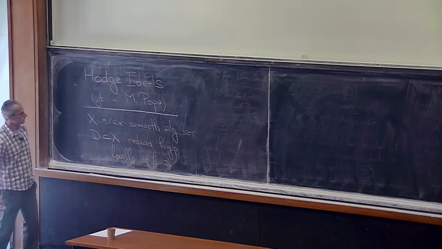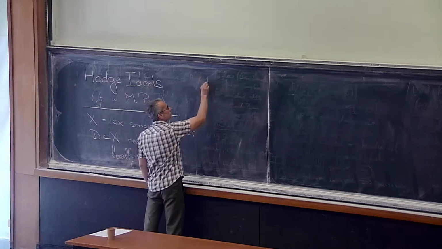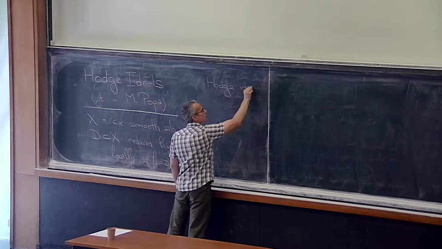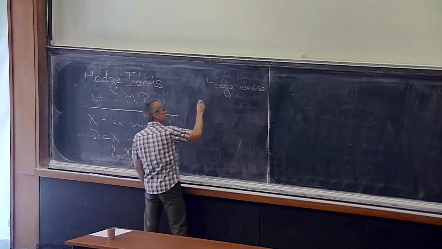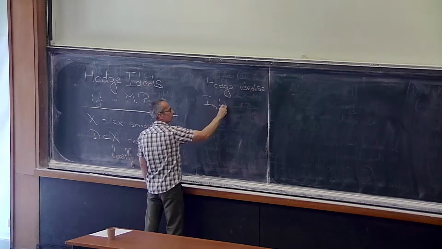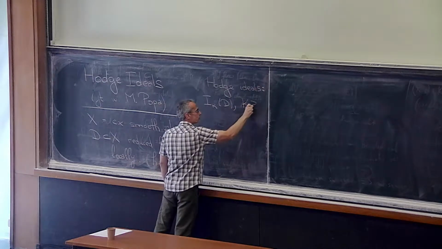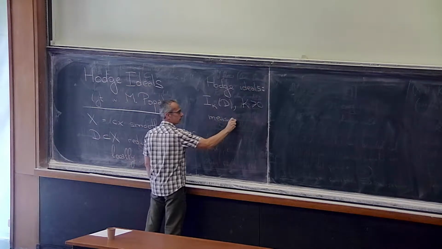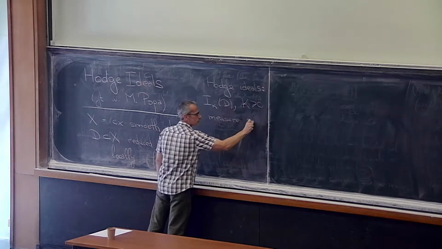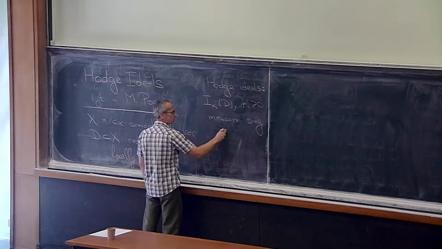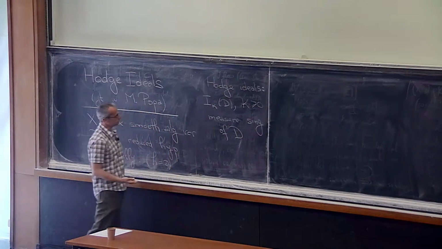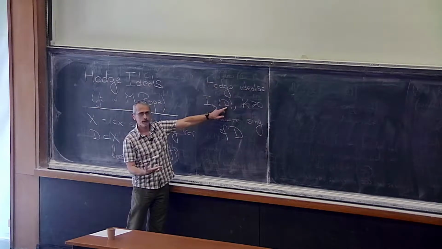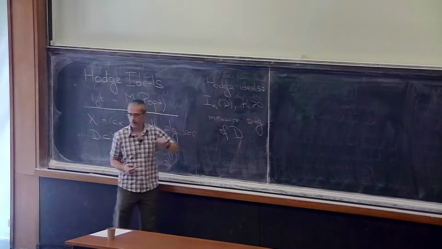The main objects are these Hodge ideals. This gives a sequence of invariants denoted I_k of D, where k is non-negative, and that measure in some way the singularities of D, in the same way that the multiplier ideals measure singularities. So the more singular D is, the deeper the ideals will be.